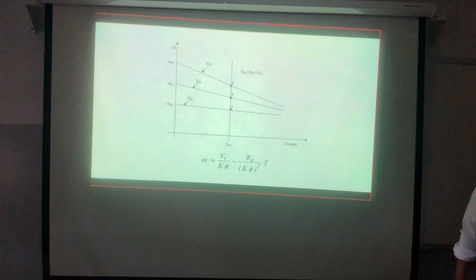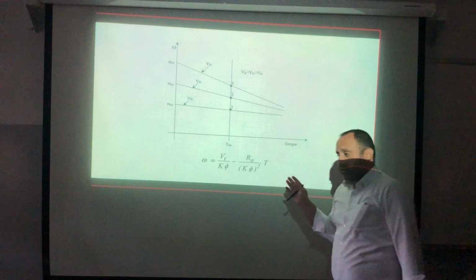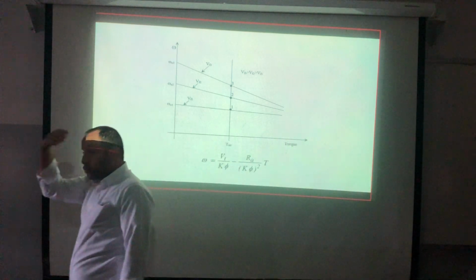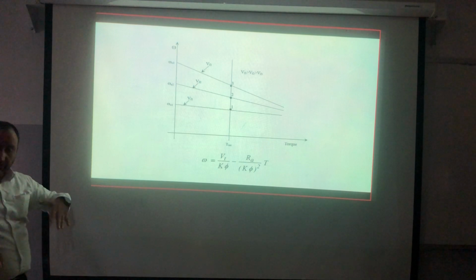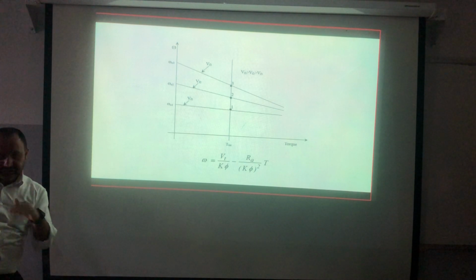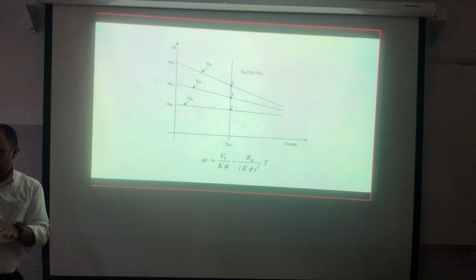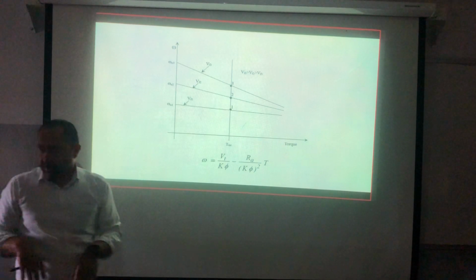Constant. Good? Now, here, can I reduce the field to any value? No. So what will restrict me? The maximum speed, correct? So simply here I can reduce the voltage until I'm reaching a certain maximum speed that can be a design parameter.